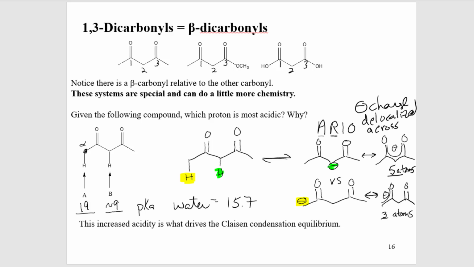If the negative charge is more stable, then it's more likely to give away a proton. If it's more likely to give away a proton, it is a better acid. So this increased acidity is what drives the Claisen condensation equilibrium. And so we can end up having our 1,3 dicarbonyl systems made very efficiently.